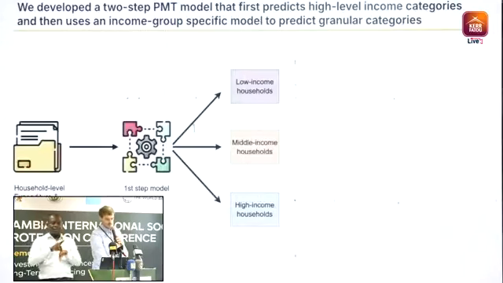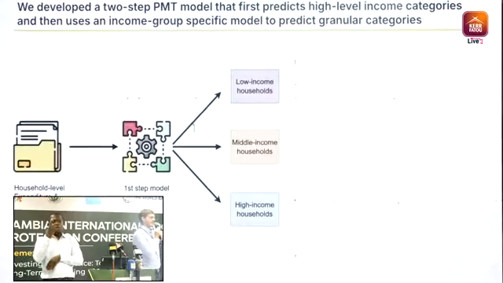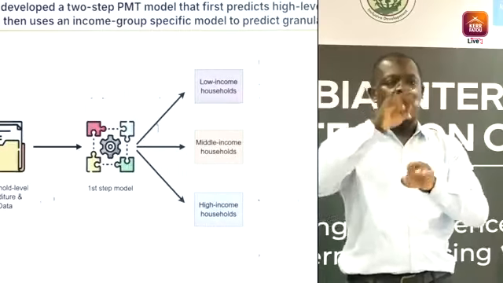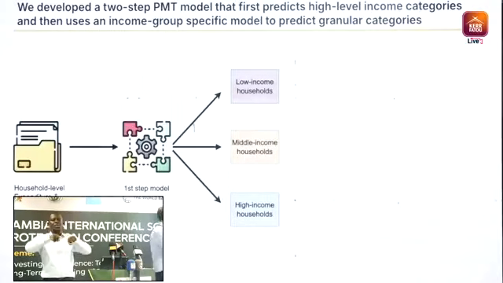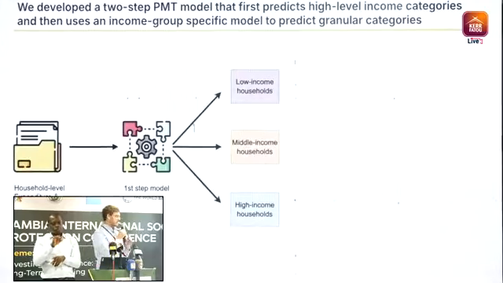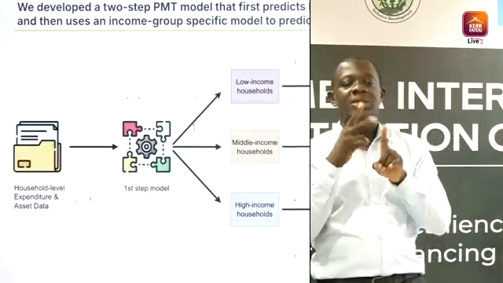Okay, so based on this, what we did to overcome those challenges with the existing PMT model was to develop a two-step model that would first, in the first step, predict high-level income categories. So is somebody low income, middle income, or high income, right? Those are just a general classification. And what we would then do is to develop group-specific models that, in a second step, would predict very granular income groups.